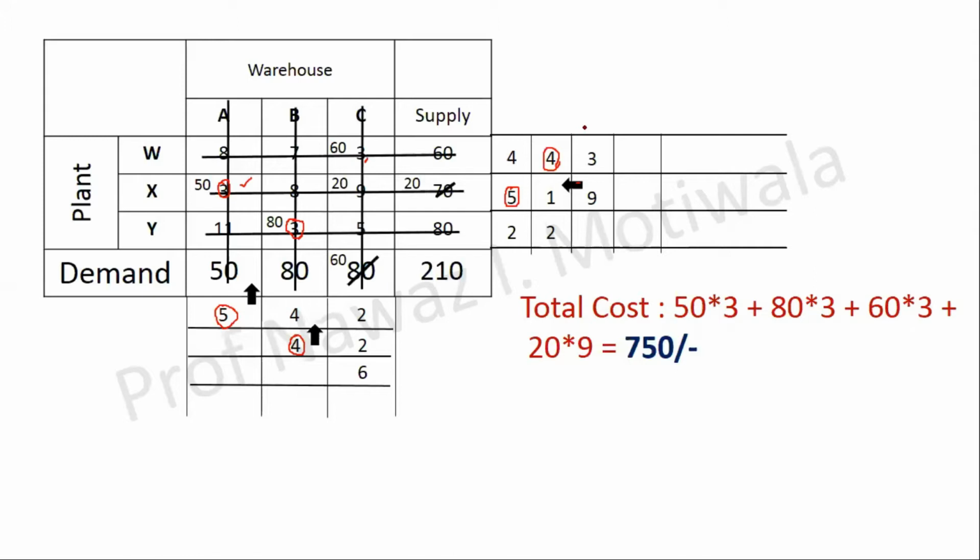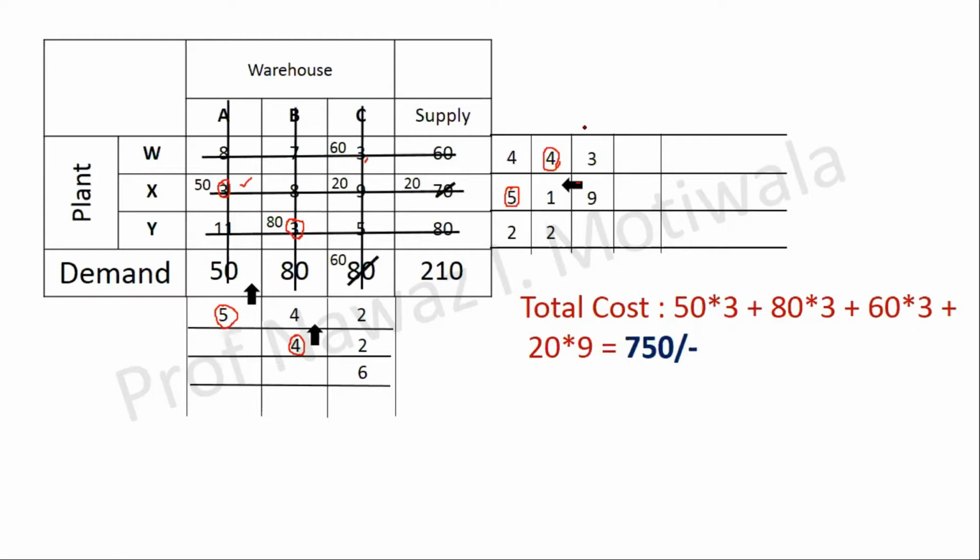Now after finding out this transportation cost or initial basic feasible solution, what is the next step? The next step is going for checking the optimality. And before going to check for optimality, we have to first check whether our solution is non-degenerate or degenerate.